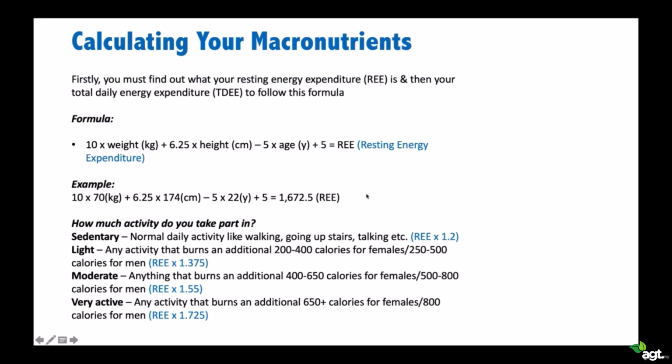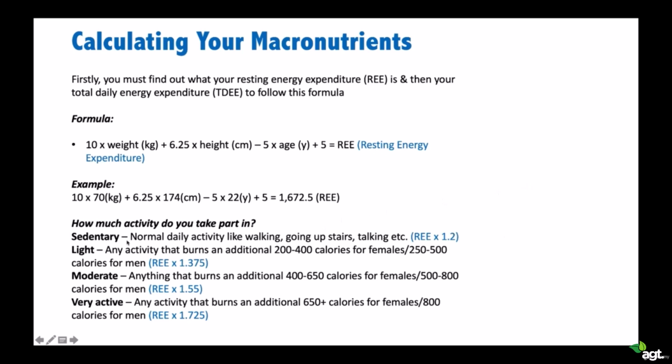Now, after finding out this number, we then need to find out how many calories he's burning at the gym. But this is all dependent on how vigorous the activity he may be performing. So there's 4 different categories: sedentary, light, moderate, and very active. And depending on which one we choose, the higher the amount of calories you're going to burn. So for example, sedentary, a normal daily activity, is literally going to be like walking, going up the stairs, talking, etc. Not doing much, but just doing the basics.